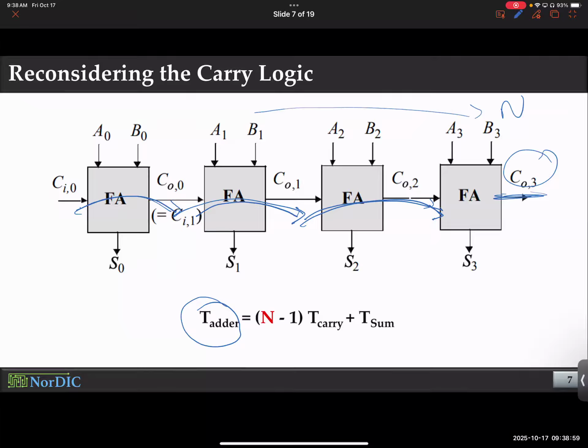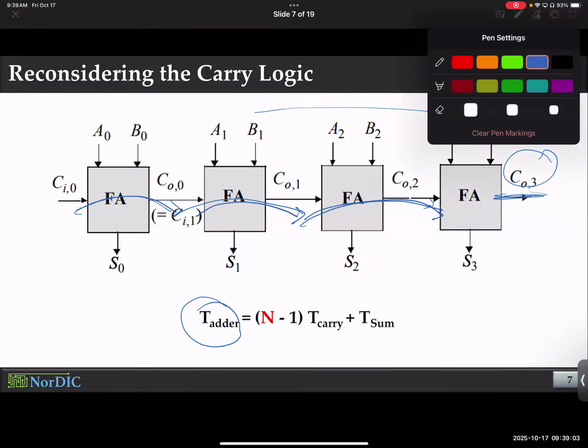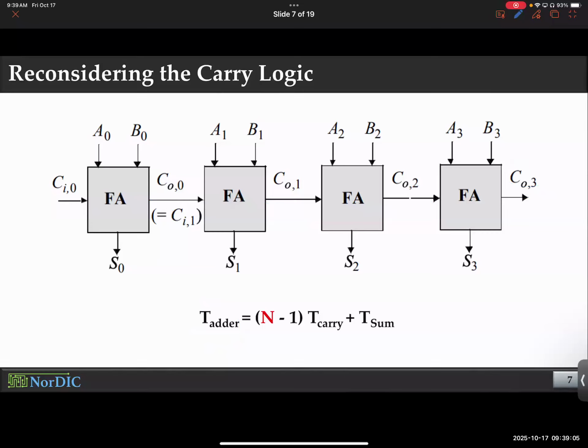Please try. Let me take a step back again. Let's follow the journey of the carry input through the chain. This is my carry input that I can control. I gave the carry input, but the rest I cannot control, okay? It goes through 1 stage, 2 stages, 3 stages, and eventually it arrives at the final stage that I'm concerned about. So in a 4-bit scenario, it goes through 3 stages.